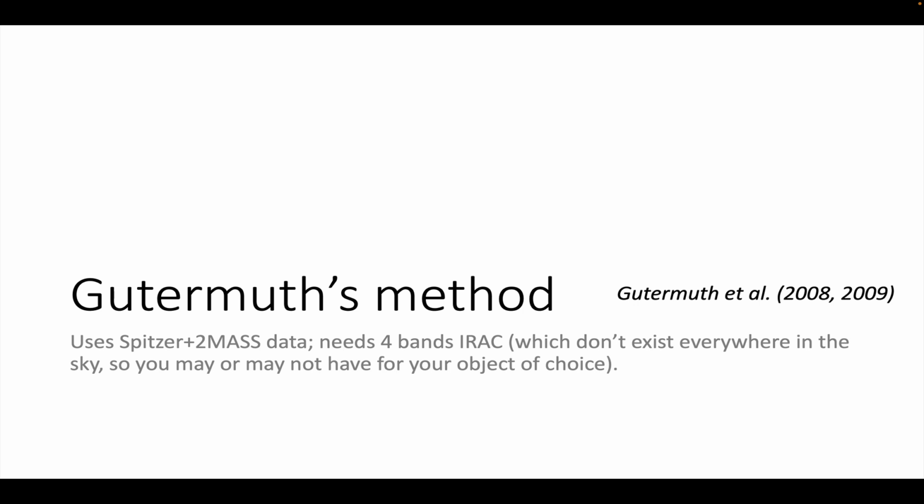It requires 4 bands of IRAC, which don't exist everywhere in the sky. Even within a given star-forming region, for particular objects, you might not have all 4 bands of IRAC. So you may or may not be able to do this for a given object or a given region.